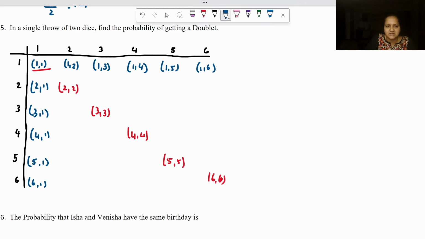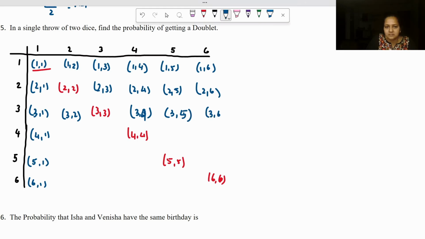Rest all the places, see what you're going to get. You're going to get a 2, 3, a 2, 4, 2, 5, and so on. And so on you can fill up. So our doublet solution is only these, and we are going to get how many solutions? We are going to get 36 solutions.